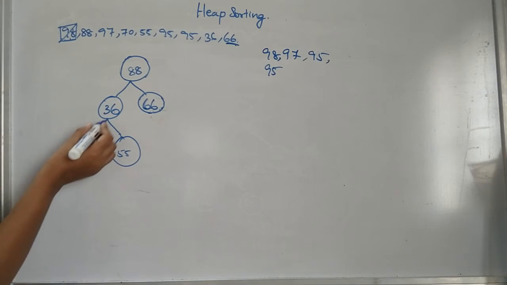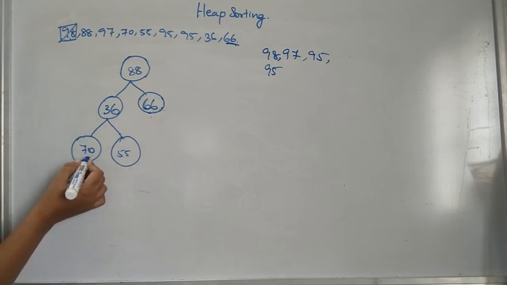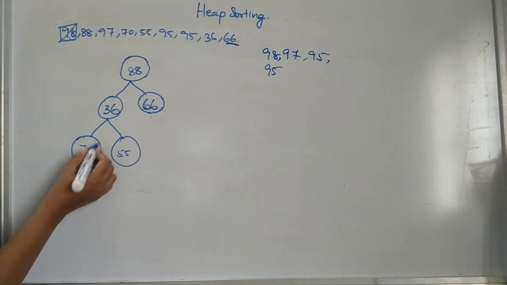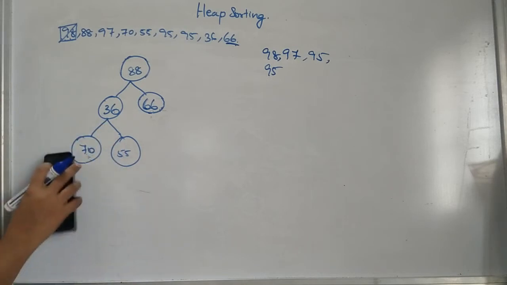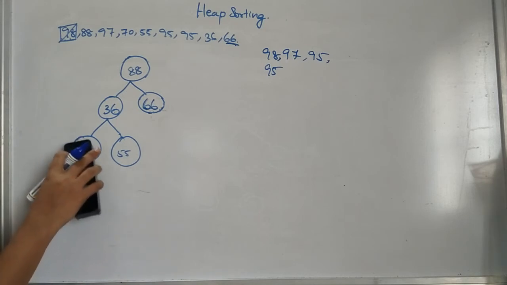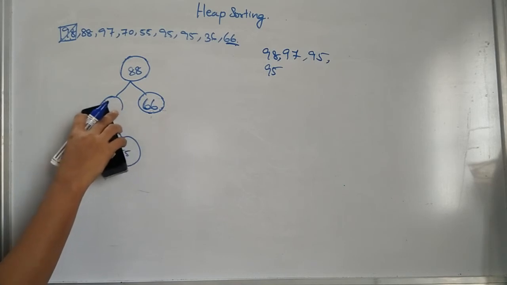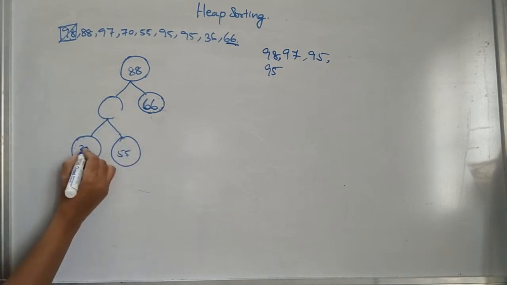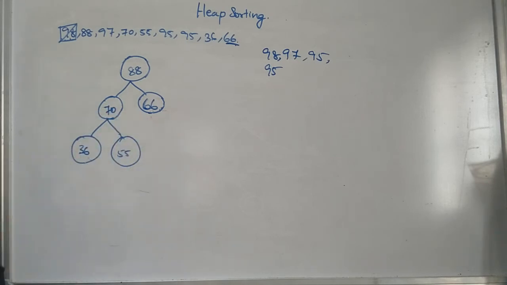Again I am checking for the conditions. 36 is less than its children, for example, 36 is less than 70 and 55. Which one is the maximum number here? 70. So I have to replace 70 by 36, and 36 will be replaced by 70. I am just doing the swapping operations. Now if you check the condition, it obeys the rules of max heap.